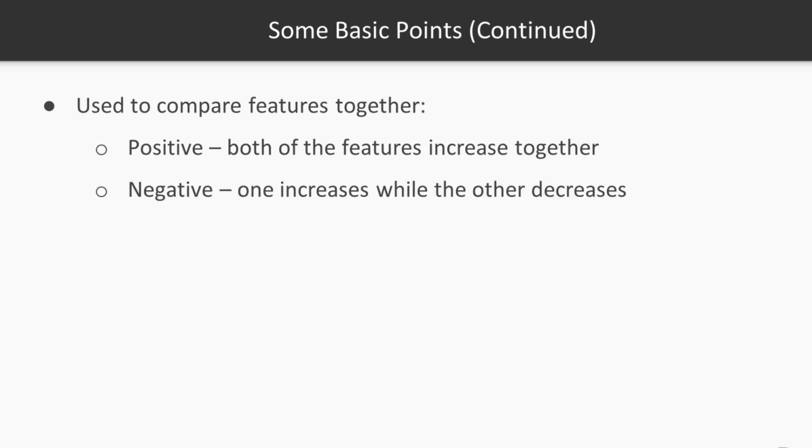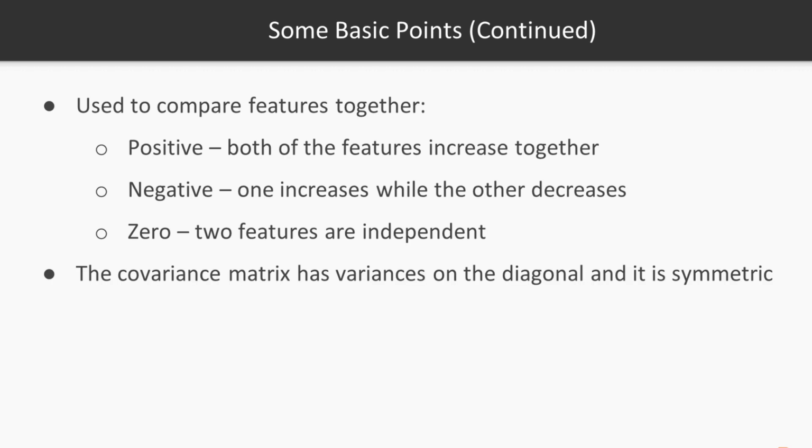If it is negative, one increases while the other one decreases. If it is zero, then the two features are independent. The covariance matrix has variances on the diagonal, covariances off the diagonal, and it is a symmetric matrix.